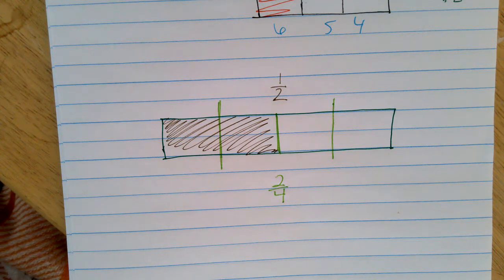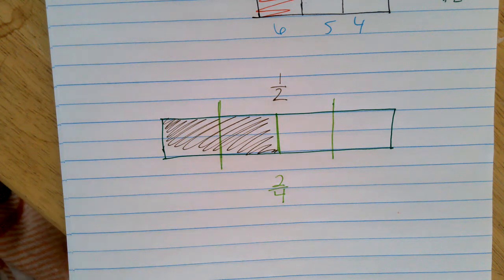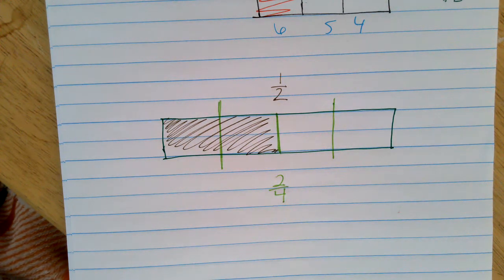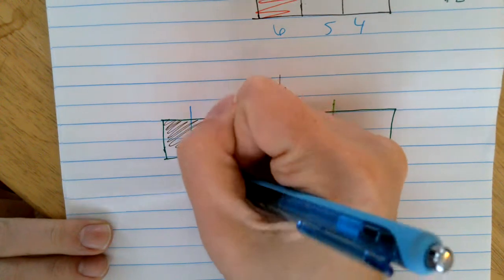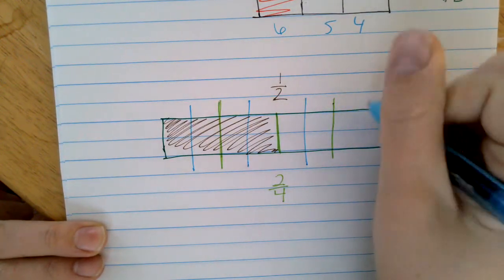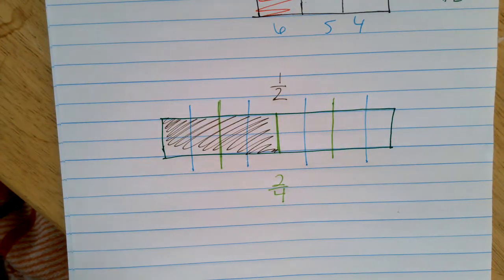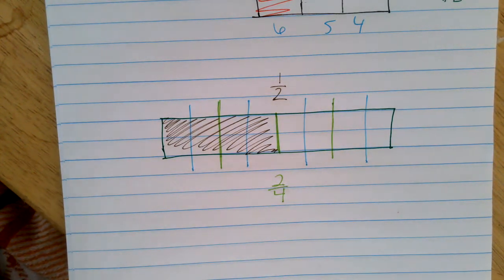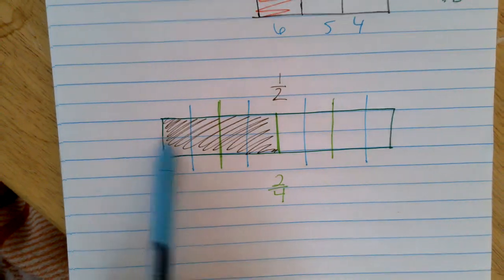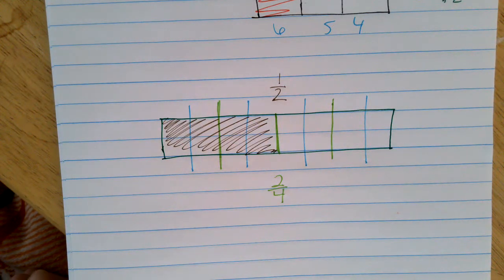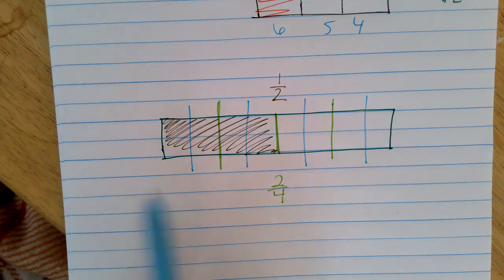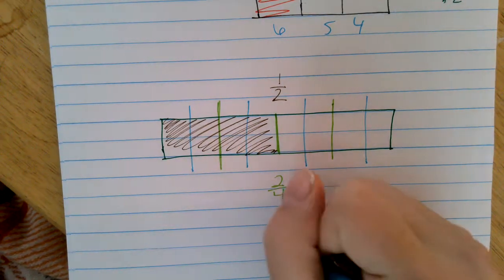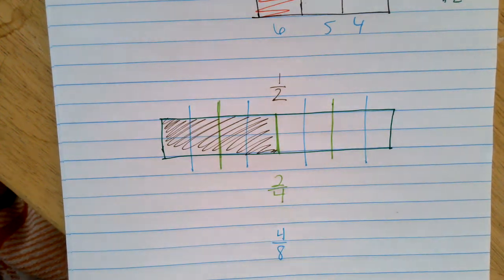Now, what if I wanted to go ahead and again do each of those in half and break it into 8 parts? So I just break each of these parts. So now I have one, two, three, four, five, six, seven, eight parts. How many parts of the 8 do I have shaded? One, two, three, four. I have 4 of the 8 parts shaded.